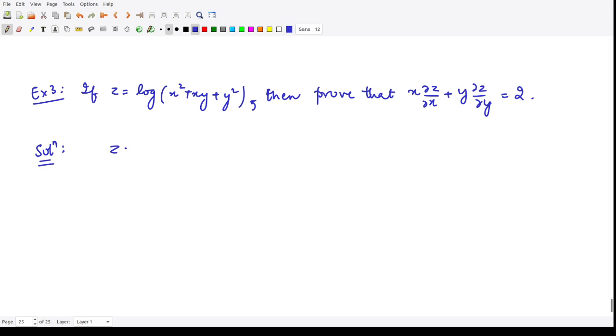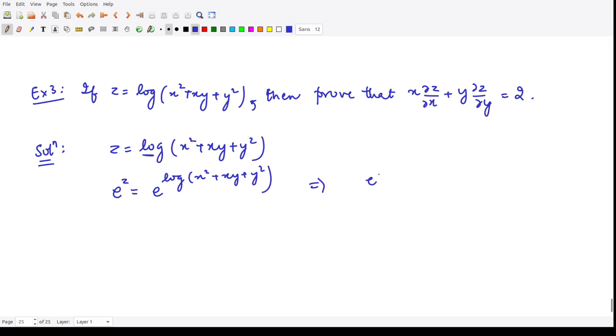We have the function z as log of x square plus xy plus y square. So now we can remove this log. How? We can take exponential on both sides. So this would be e to the power log of x square plus xy plus y square. So in effect this would be e to the power z is equal to x square plus xy plus y square. So suppose this is our function u.